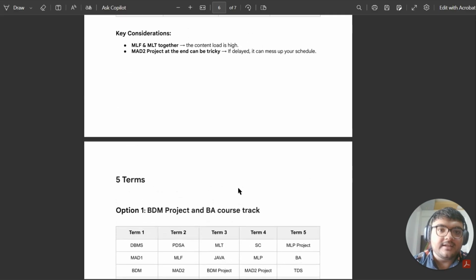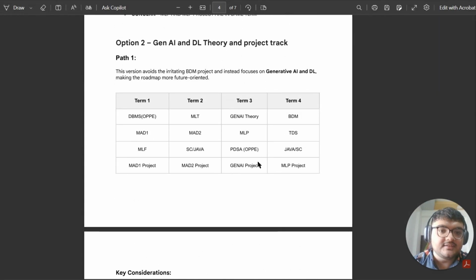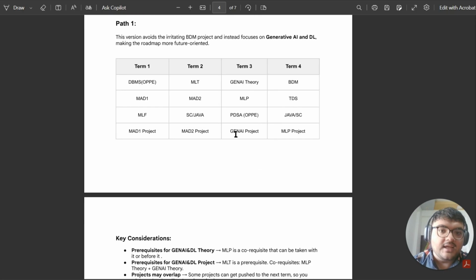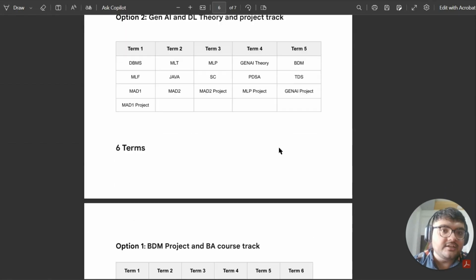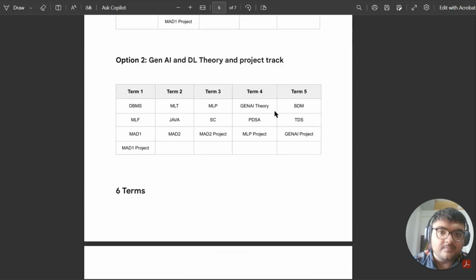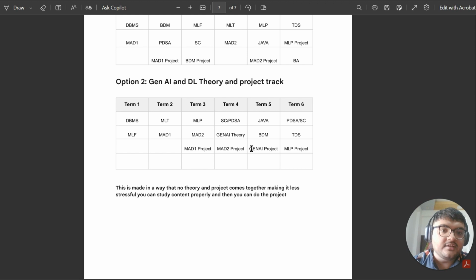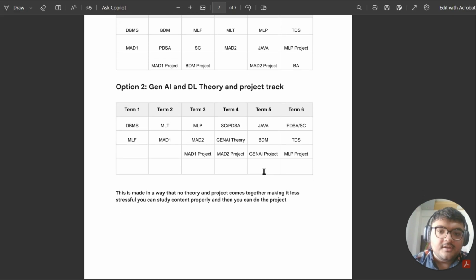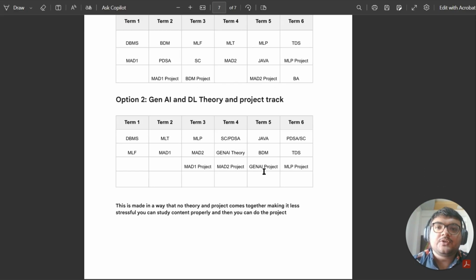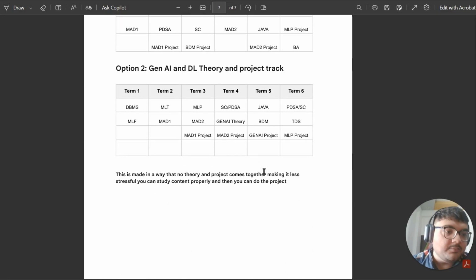There is no problem like that. And here also I suggested exchanging the MLP project and GenAI project. I've written it here because I just want you to take it with theory and try to complete it. And here there is no problem. And here I am telling you to take it after the theory, but have a gap, because the MLP project in the last term is pretty much doable. This one has an uncertainty.